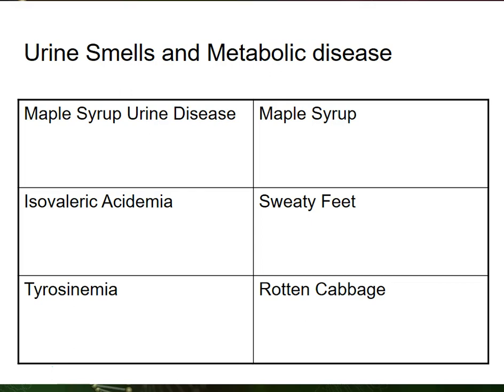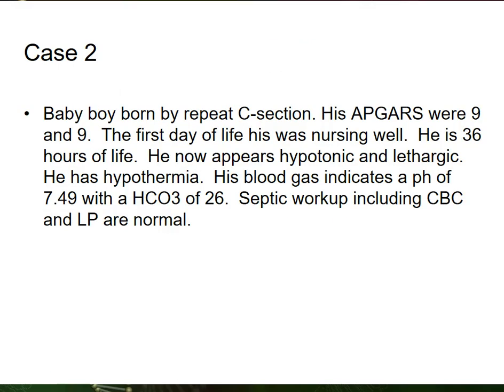Unfortunately, as a geneticist, I'm chased after by the nurses in the nursery with a number of diapers that I try to run from. But some of these things are important. So if there's a sweet smell to the urine, think of maple syrup urine disease. Sweaty feet, isovaleric acidemia, and tyrosinemia, rotten cabbage. I fortunately never smelled rotten cabbage, and I hope not to.